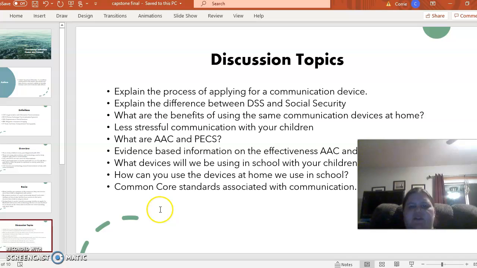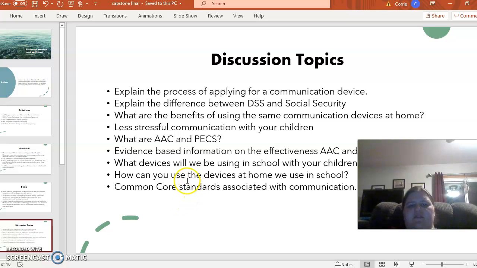Some of the discussion topics we would talk about would be the process of applying for a communication device, and explaining the difference between DSS and Social Security. They both are departments that help somebody with a disability or families with a disability. We would talk about the benefits of using the same communication devices at home and school. If you use the same communication device, it's less stressful to communicate with your child.